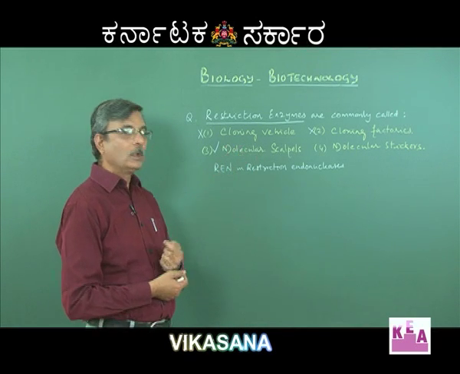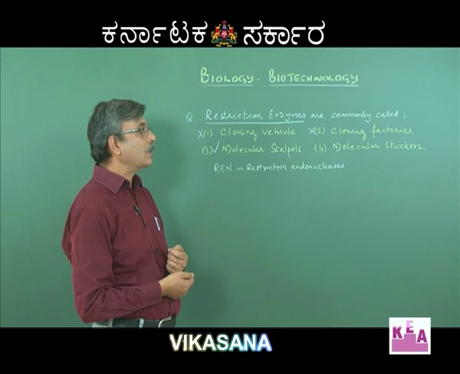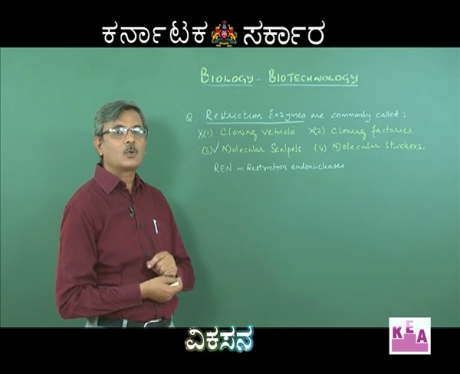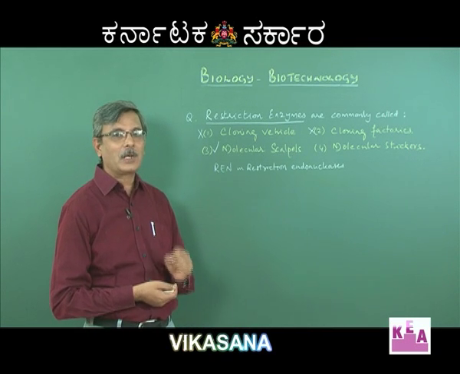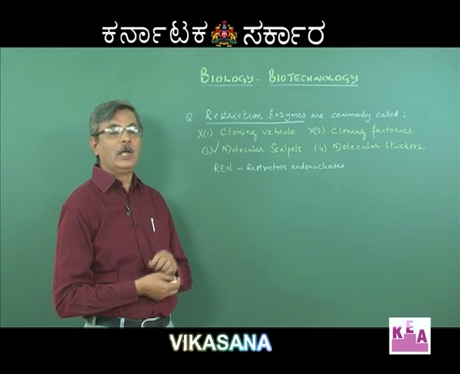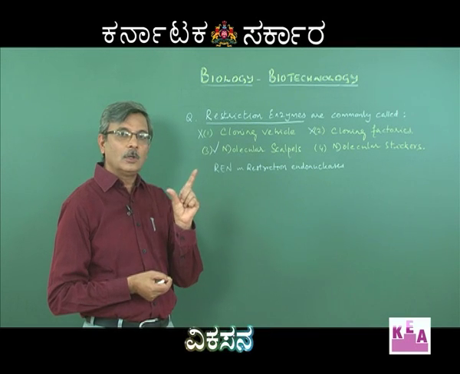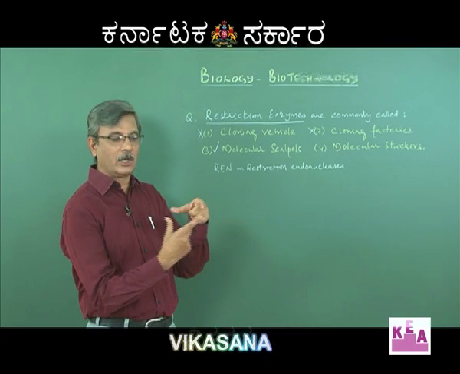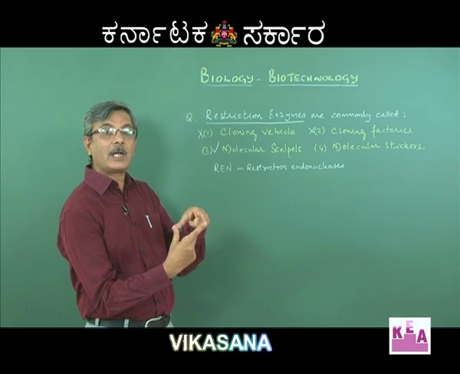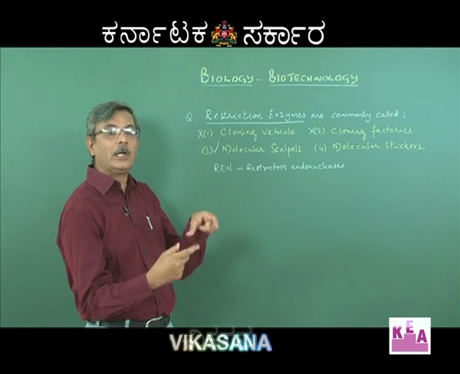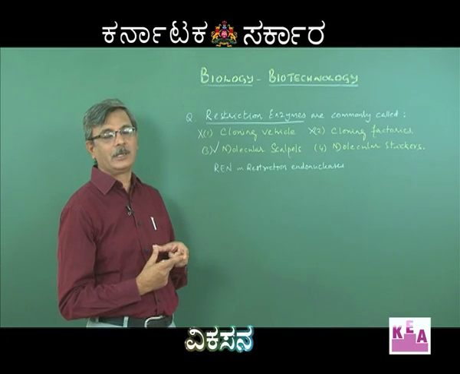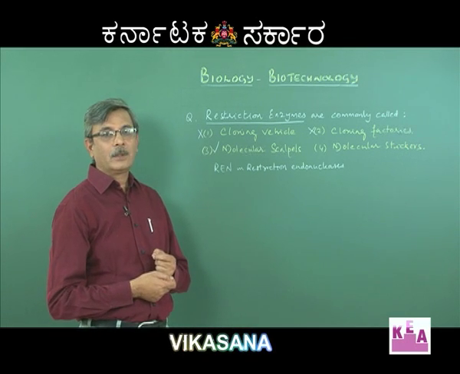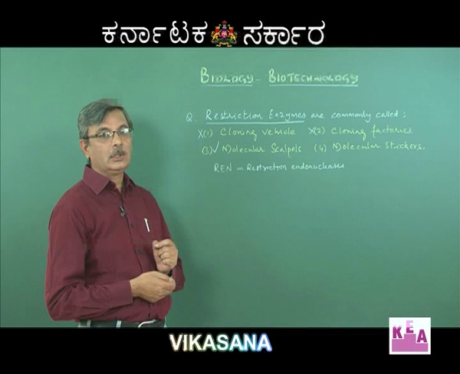Now let us come to the 4th option, molecular sticker. I hope all of you know molecular sticker, also called molecular sutures, also called chemical glues. In recombinant DNA technology, we are going to attach a piece of foreign DNA carrying the gene of interest with a vector DNA, and they have to be attached to make a hybrid DNA, a chimeric DNA, that is recombinant DNA. To fix the two, we require a glue. The enzyme that serves as a glue is DNA ligase.